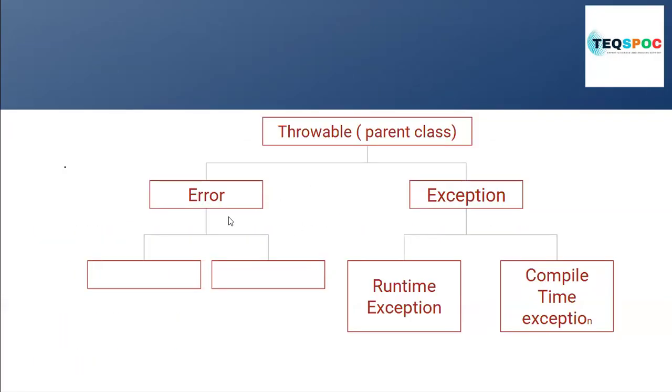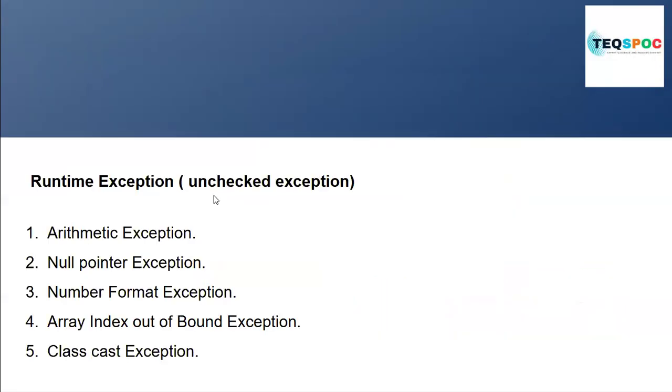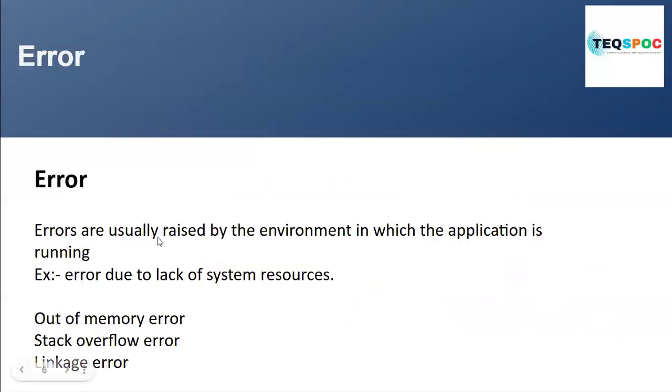First, what is an error? Errors are basically raised by the environment in which an application is running. Errors are due to human error or lack of system resources. Means if in your system there is out of memory, that is some type of error. Human error can be an error. Okay. Out of memory, syntax error, linkage error. Errors are usually raised by the environment in which the application is running, or due to the lack of system resources, like out of memory error, stack overflow, and linkage error. So that is basically a simple example of error.